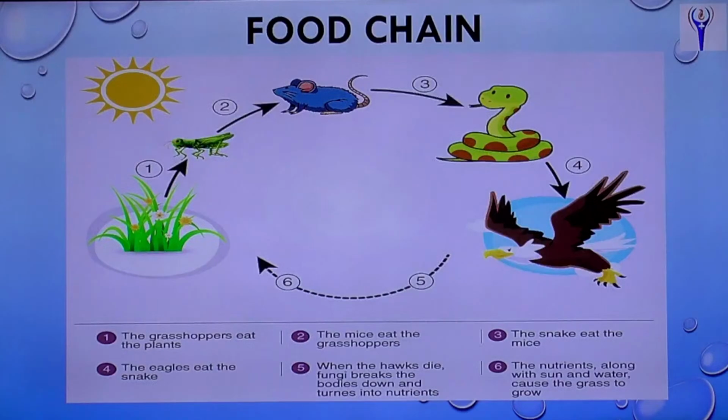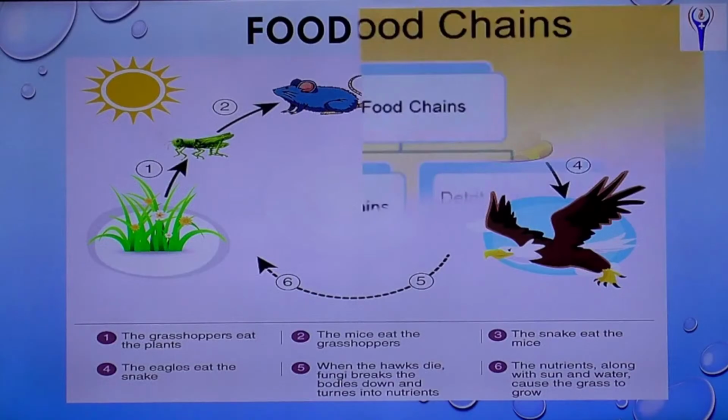Next is the food chain. What is a food chain? The transfer of energy from green plants through a sequence of organisms is known as a food chain. You can see the grasshopper eating the grass, followed by a rat eating the grasshopper, followed by a snake, and this continues. That is known as a food chain. And the food chain is of two types: grazing food chain and detritus food chain.